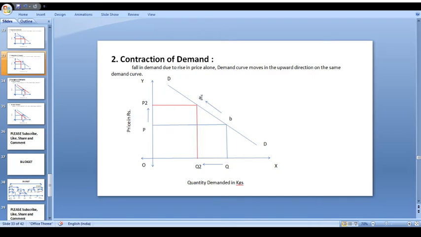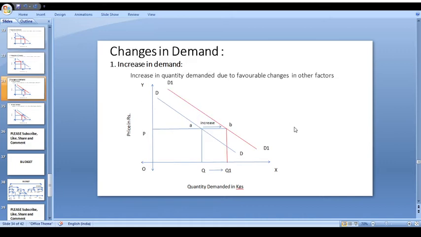This is contraction of demand. As shown in figure, DD is the demand curve, and upward movement on the same demand curve from point B to point A shows contraction of demand. Our next topic is changes in demand. When demand for a commodity increases or decreases, not expansion or contraction, due to changes in other factors.